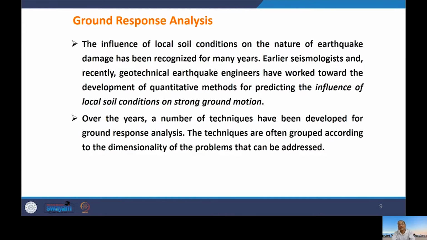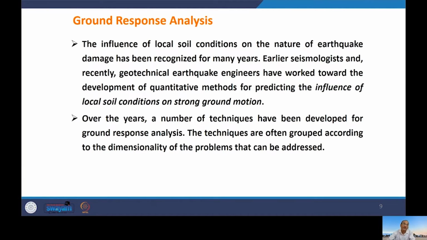So the objective here is how local soil conditions change strong ground motions. Over the years, a number of techniques have been developed for ground response analysis, and the techniques are often grouped according to the dimensionality of the problems that can be addressed. So when we talk about ground response analysis, GRA, it deals with whether you want to carry out one-dimensional, two-dimensional, or three-dimensional analysis.